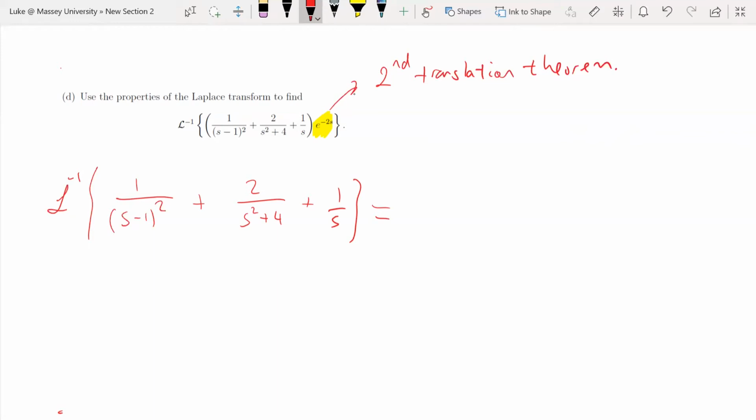Well, this first one here, if I did not have this minus 1 in here, then this would just be the inverse Laplace transform of 1 over s squared, which is t. So this would be something like t. But because I have the minus 1, I know that I can use the first translation theorem to write this as t times e to the t. Okay, so that's this term here.